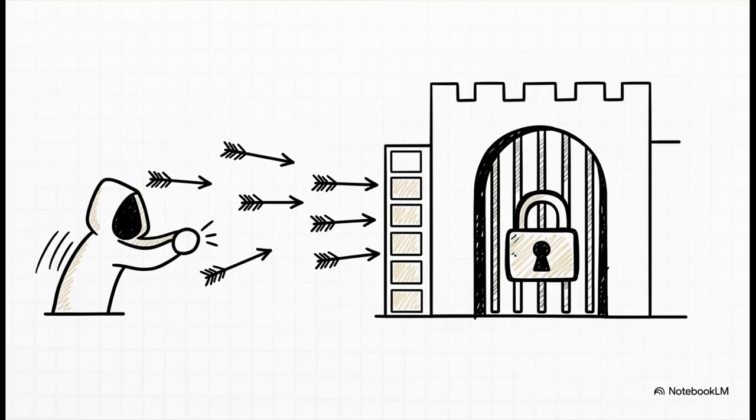And your defenses can be active too. For instance, if you see the same user making a bunch of suspicious requests in a short amount of time, you can automatically rate limit them or even just temporarily block them. This is a great way to stop those brute force style attacks right in their tracks.